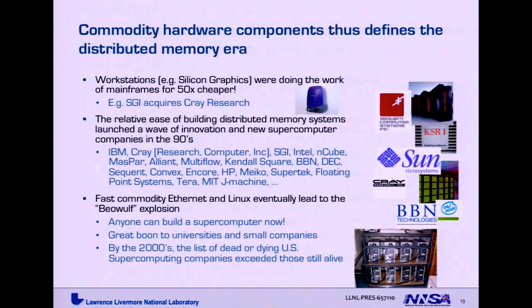Another thing that happened is that commodity Ethernet, which is sort of the standard networking protocol used for department workstations and the like, and this thing called Linux came along. And now anybody, basically with full commodity parts, could strap together a number of PCs on commodity Ethernet, run free Linux, and build a supercomputer. So universities all of a sudden could get into the supercomputing game through parallel computing. And by the 2000s or so, a lot of these companies, like I said, had died away.